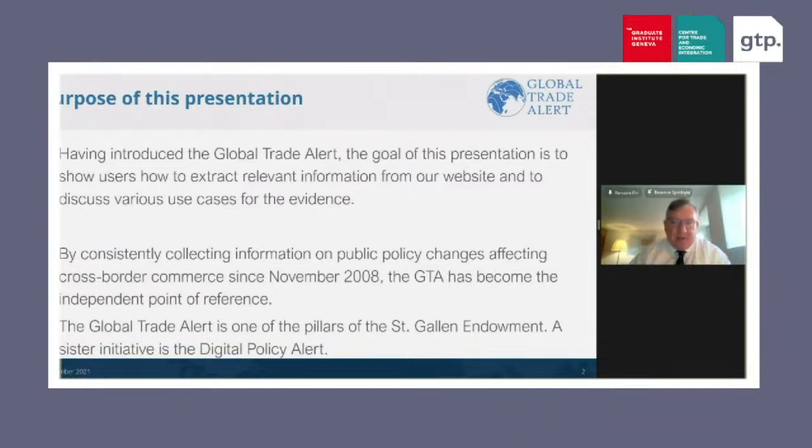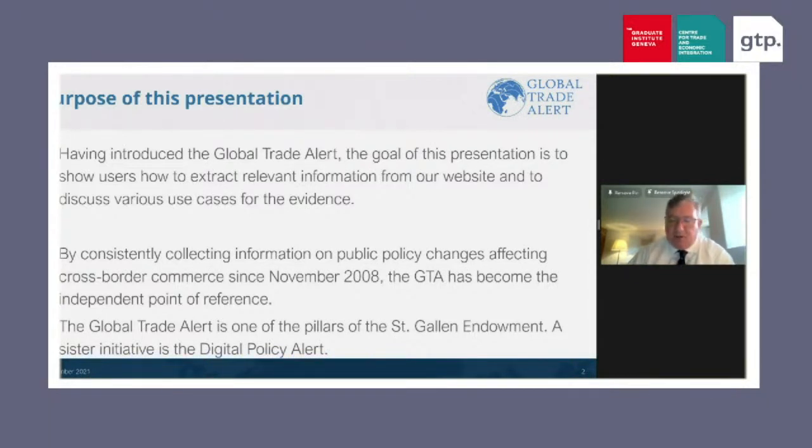Over time, we've become an independent point of reference, which has been acknowledged by senior WTO officials as well as by the IMF and others as well. The Global Trade Alert is housed within the Singalan Endowment for Prosperity Through Trade, and we have a sister initiative called the Digital Policy Alert, which is younger, but we are nurturing it, and we hope to have an excellent activity monitor for governments taking steps in the digital economy. So this is an area that we're building up as well.